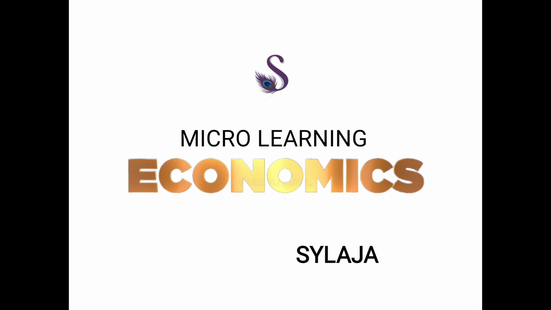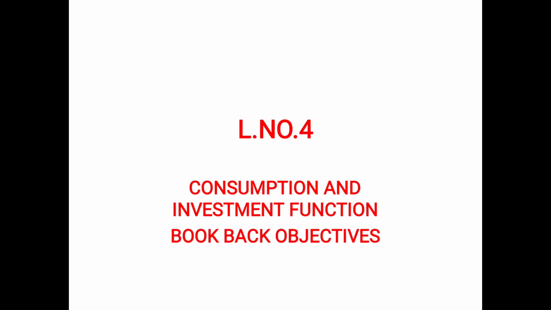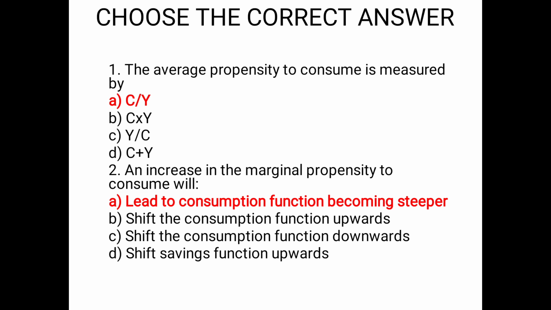We have seen the internal questions. Now we are going to see book back questions. It is objective first. The first one is average propensity to consume.